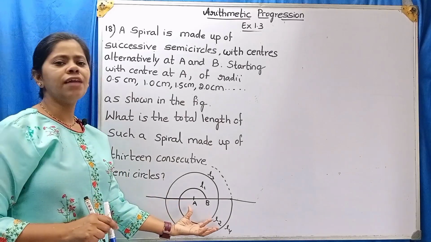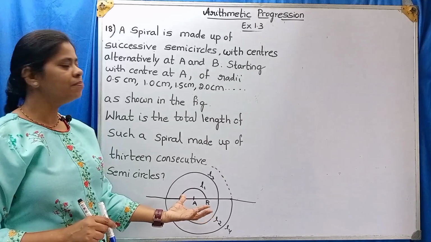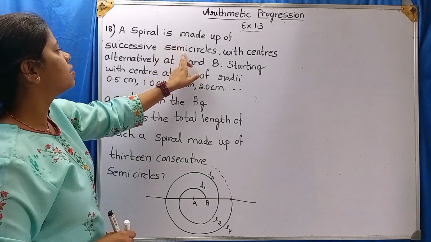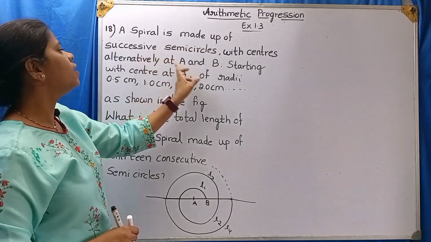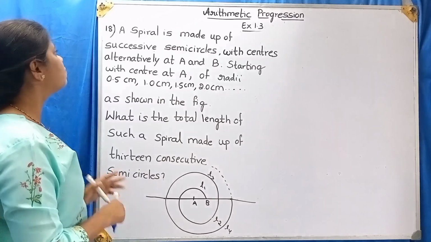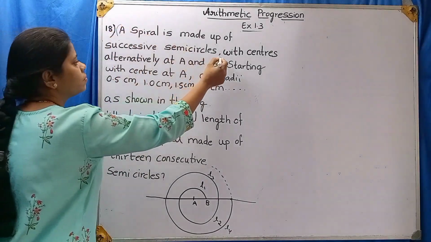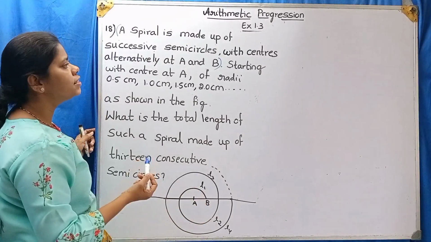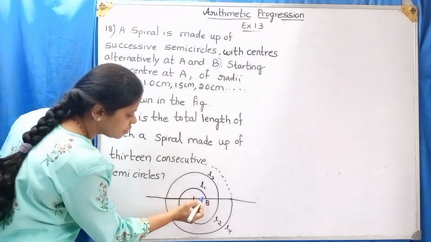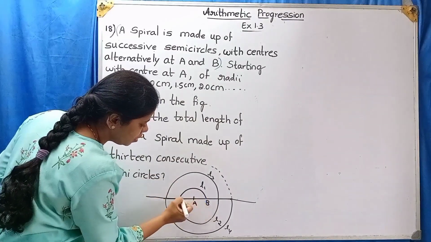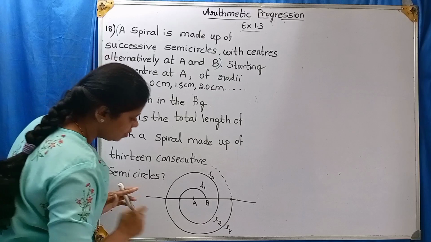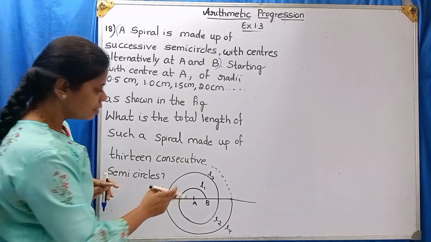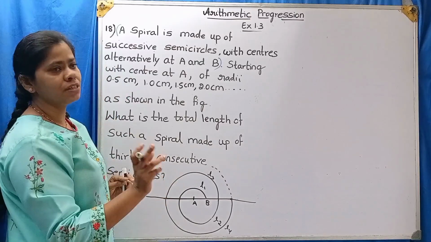First, let me explain this diagram so that you can understand better. A spiral is made up of successive semicircles with center alternatively at A and B. First, let me explain the meaning of this. See here, it is a spiral, right? It is made up of semicircles. From here to here, it is one semicircle. Then, from here to here, it is one semicircle. This spiral is made up of semicircles.